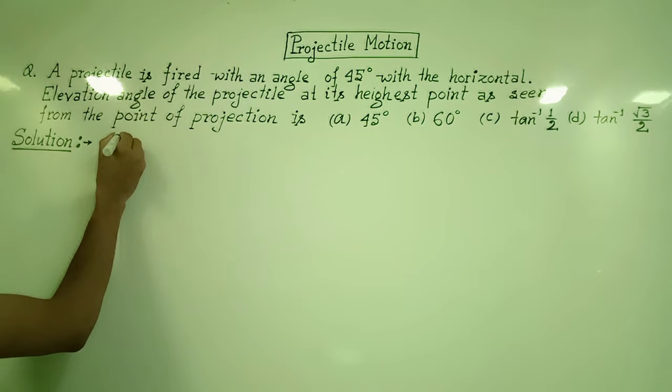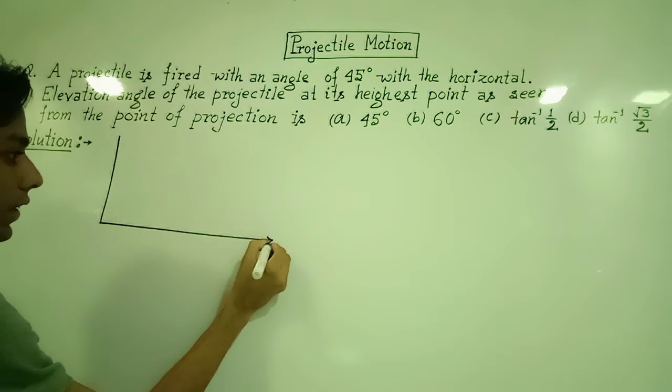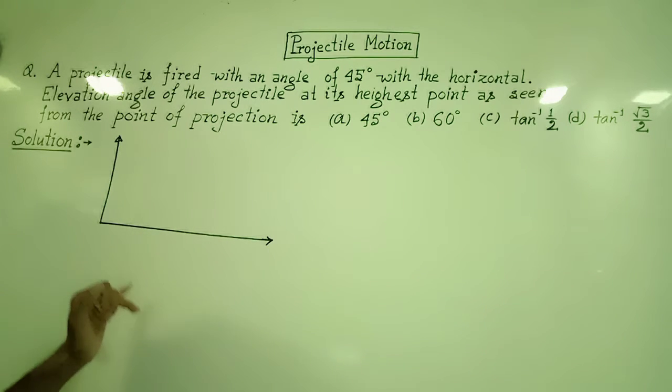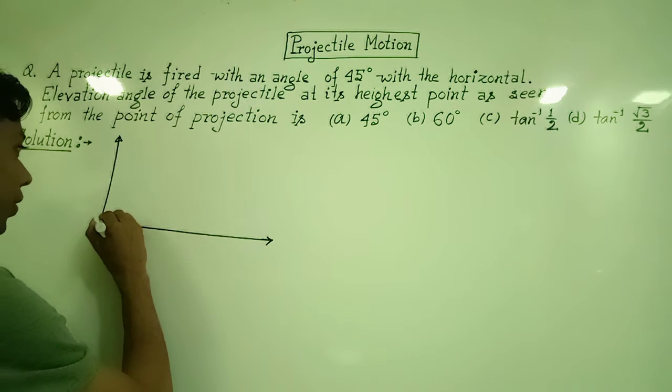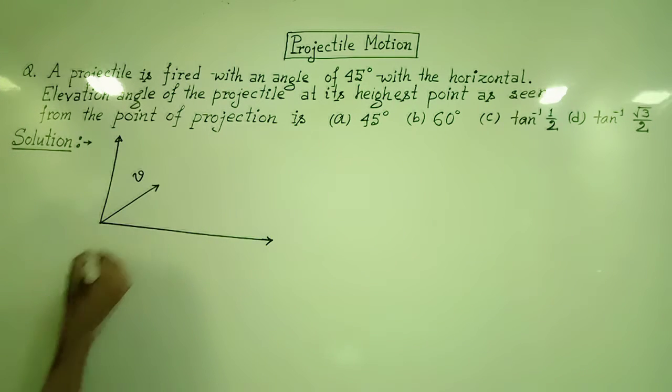For the given question, first of all, we have to draw a coordinate frame. Let this be our horizontal level and this our vertical level. And as the projectile is projected with an angle 45 degree with a certain velocity, let the velocity be V. And this angle is the angle of projection. It is mentioned as 45 degree.